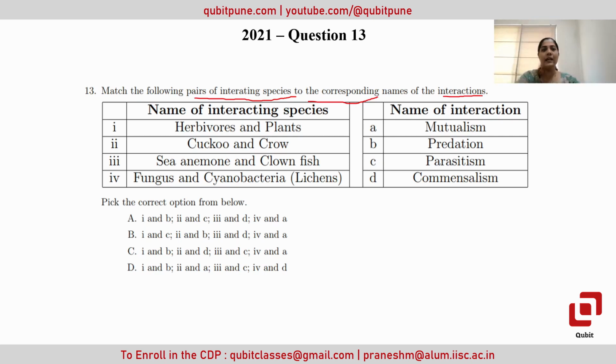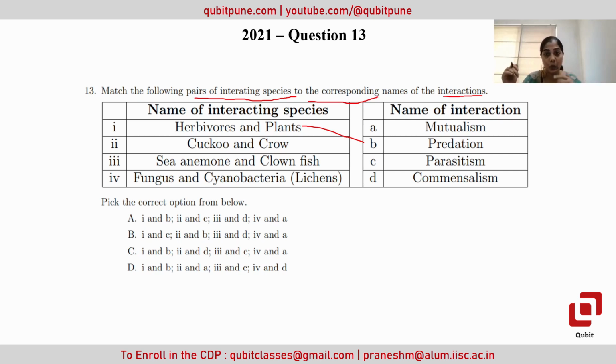So firstly, the herbivores and plants. Amongst the options, this is a relation of predation, a prey-predator kind of relationship. We don't have to always imagine prey and predator as a carnivorous relationship. Here the herbivores are feeding on the plants, so this is a prey-predator relationship. So option B is the correct one.